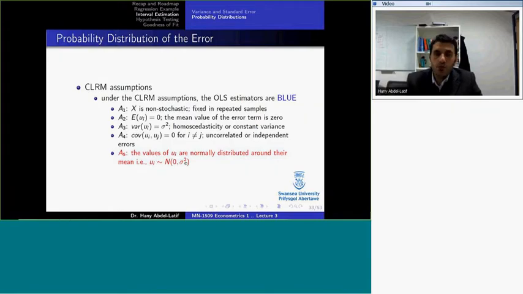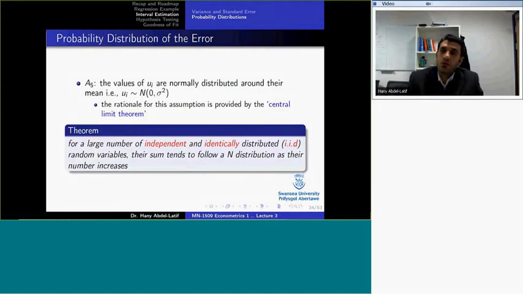Now, why is it important to understand the probability distribution? Before I go to that, we need to first understand why we assume that the error term will be normally distributed. Let me tell you why. The rationale of this assumption is provided by the central limit theorem, which says that for a large number of independent and identically distributed random variables, their sum tends to follow a normal distribution as their number increases. So now we understand why the error term is assumed to be normally distributed.